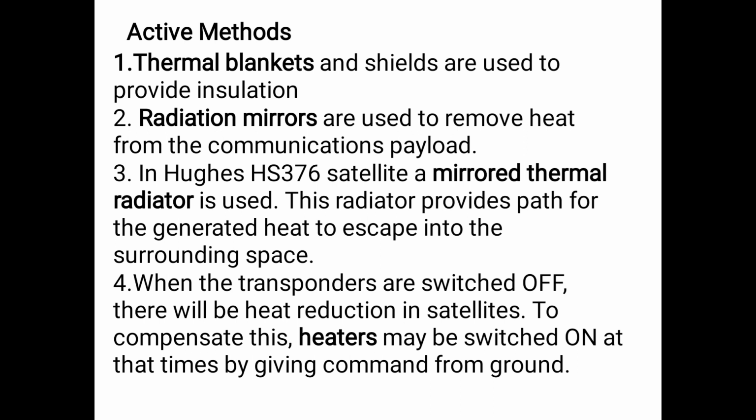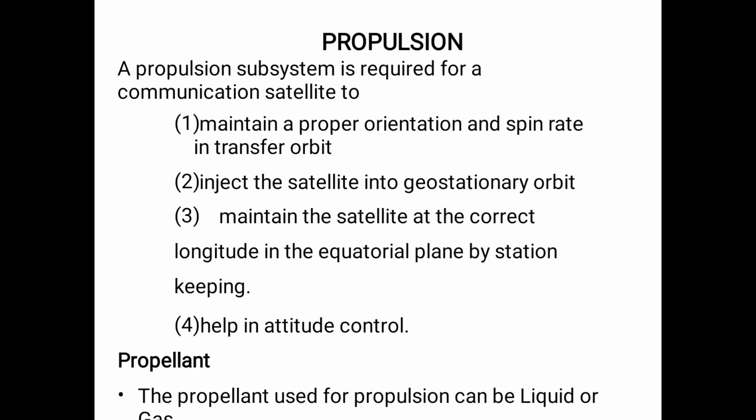Radiation mirrors are used to remove heat from the communication payload. In the HS-376 satellites, a mirrored thermal radiator is used. The radiator provides a path for the generated heat to escape into the surrounding space. When the transponders are switched off, there will be a heat reduction in the satellite. To compensate for this, heaters are switched on at that time by giving a command from the ground.